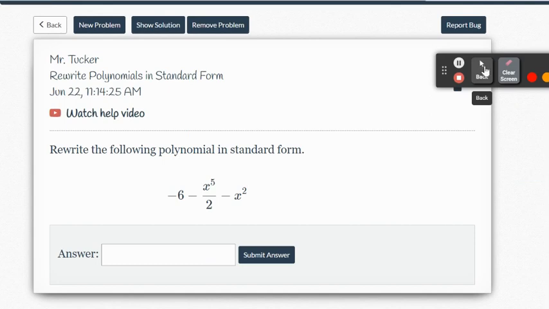On the second example, we're going to identify that this is a polynomial because there is a constant value, an x to the 5th, and an x squared. All we have to do is put them in standard form. We got some minus signs lingering around here, so we've got to make sure that those go with our terms. So one thing I didn't point out on the last question is that each of these, if I circle the negative 6, is a term. This negative x to the 5th over 2 is a second term, and this negative x squared is a term. There's 3 separate terms here.